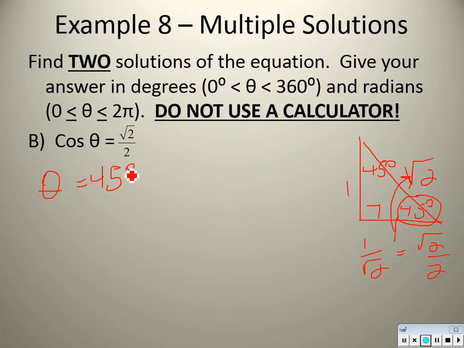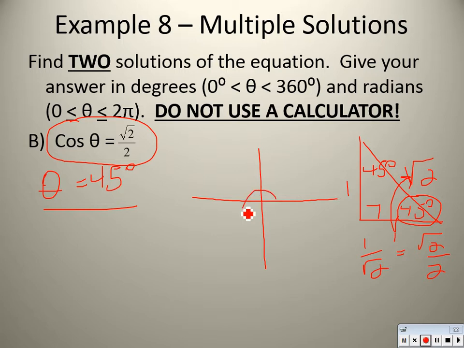But remember, the cosine is positive in quadrants 1 and 4. So this angle's in quadrant 1. If I were to draw a 45-degree reference angle in quadrant 4, so if I had something like this here, if this angle right here were 45 degrees, what I would want to know is what's the degree measure of this angle here. So for this particular angle, this is going to be 315 degrees. So that's the other value of theta here.